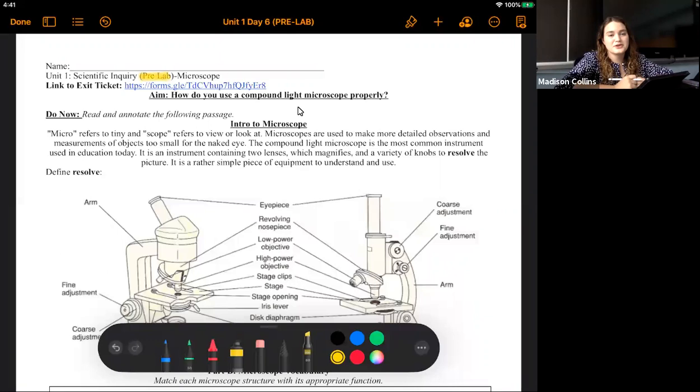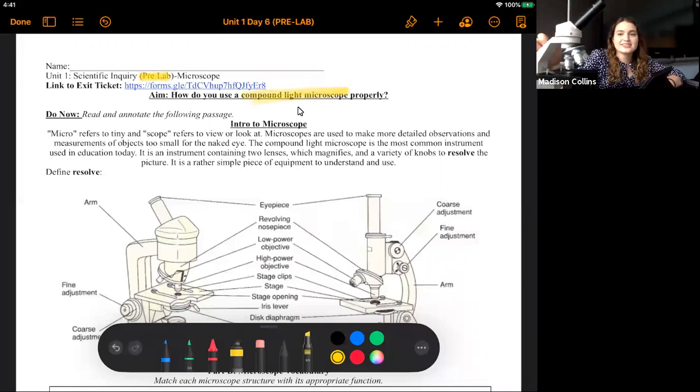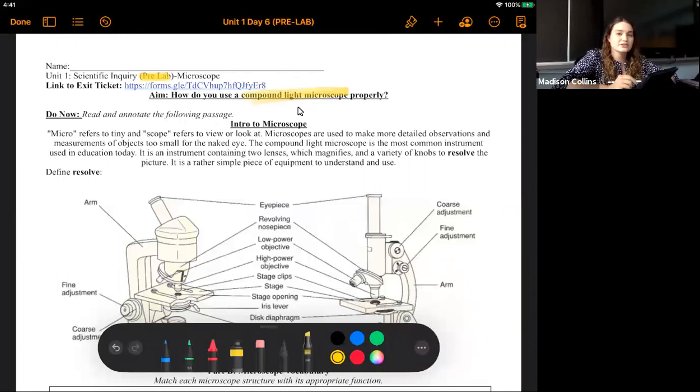All right, so today's aim, how do you use a compound light microscope properly? By the end of today's lesson, you'll be able to tell me, how do we use this lovely thing? So I do now, read and annotate the following passage. This is an intro to the microscope. Micro refers to tiny, and scope refers to view or to look at.